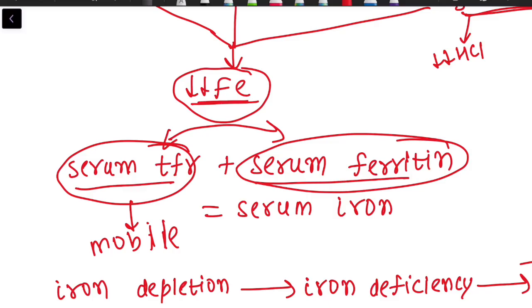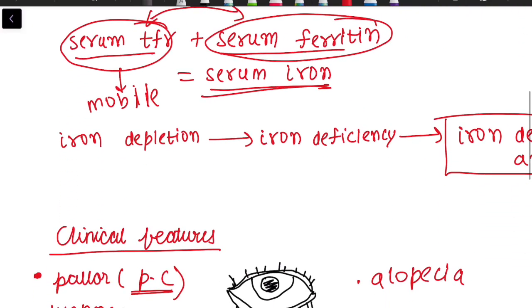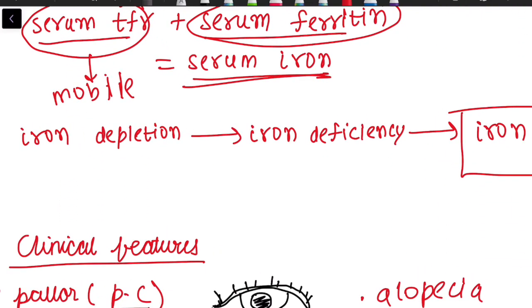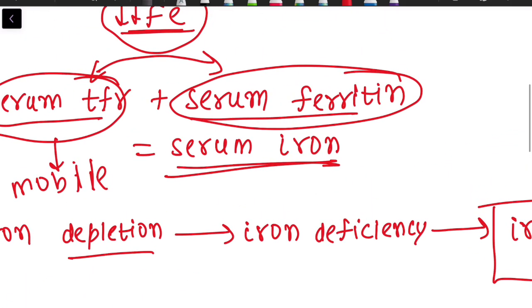And when we add the amount of iron in serum transferrin and that in serum ferritin, we get the total serum iron. So when a person is, for example, in the state of iron depletion, he is not taking enough iron, or he has some problems in his intestine, or he has achlorhydria, whatever it is, then he will first start having iron depletion. First of all, his serum ferritin will start decreasing. But you know what? What a magical thing will happen.